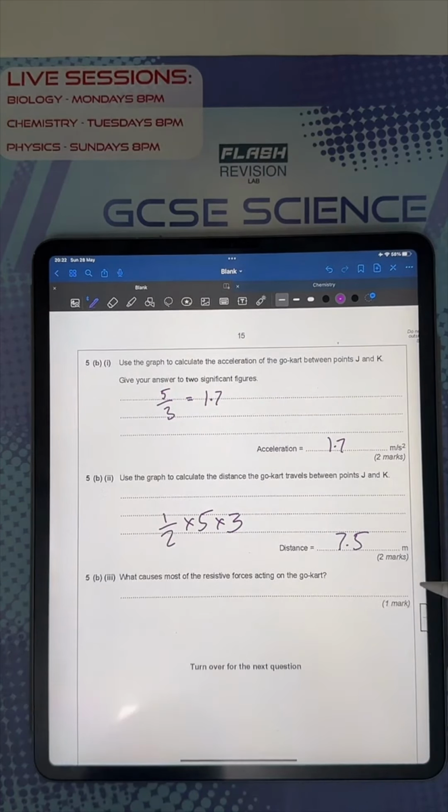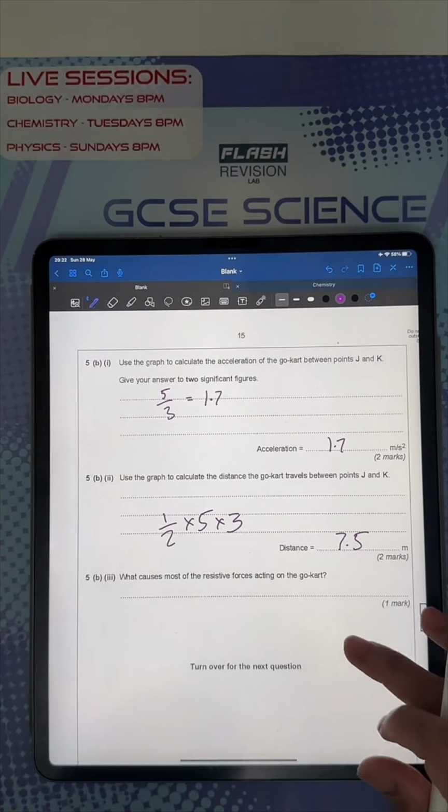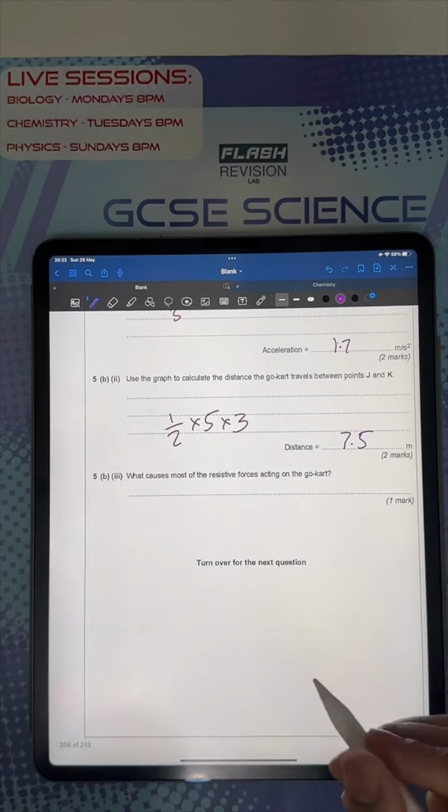Right, next one. What causes most of the resistive forces acting on the go-kart? I've already said it, right? We said it already. It's air resistance.